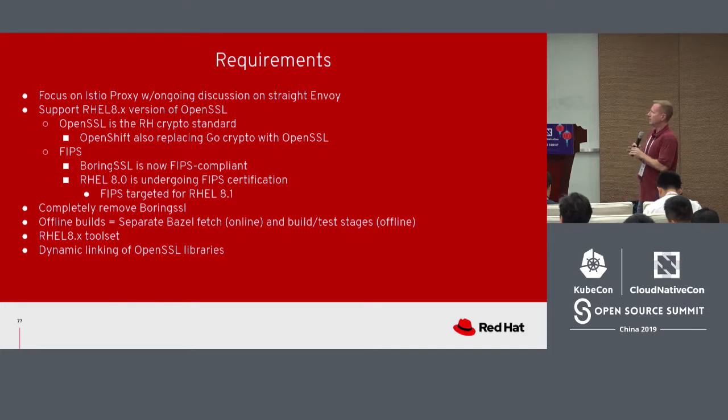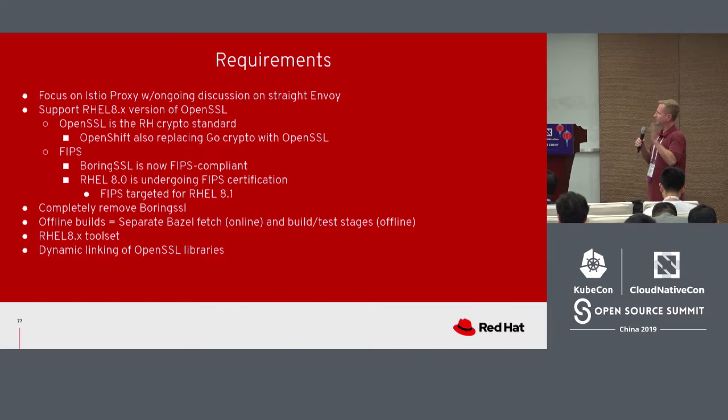These are Red Hat's priorities. Our current focus right now is on Istio proxy, but there's a lot going on that is pure Envoy. What we need to do as Red Hat is support the RHEL version, for the reasons that Brian just mentioned, for FIPS and for other reasons. So we need to support OpenSSL, because that's the component we have our expertise in. We've got contributors there, and that's what we're comfortable supporting. Supporting a whole other crypto standard opens up a whole ton of risk for us as a company.